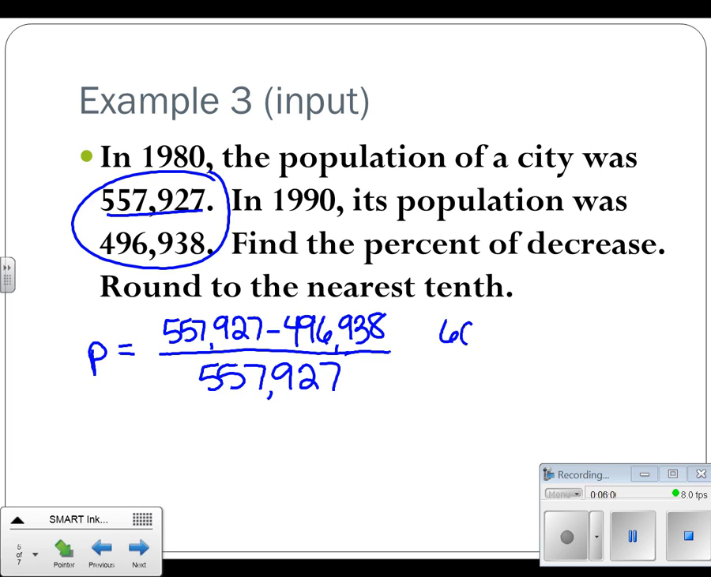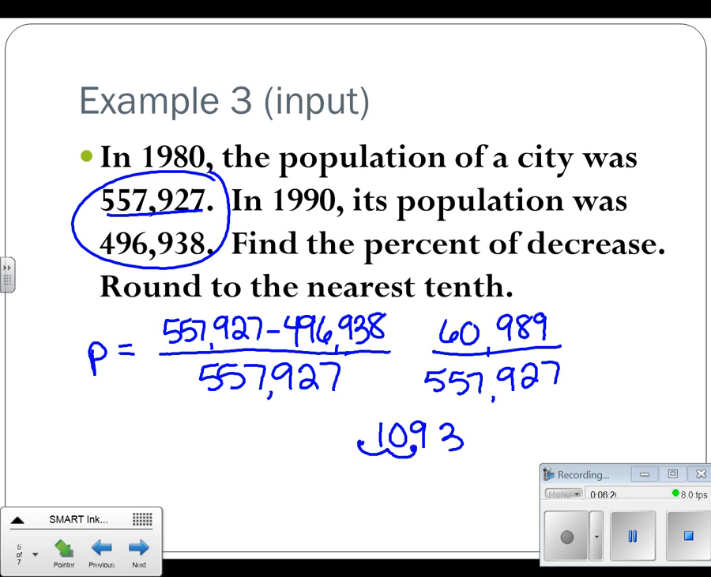When you do your subtraction, you get 60,989. And then what we have to do is take that and divide it by our original population of this city. And we end up with 0.1093. If I move this decimal 2 to the right to get a percentage, and I'm rounding to the nearest tenth, the 9 here, I would round the 9 down because of the 3. So we're at 10.9% of a decrease in this city's population.